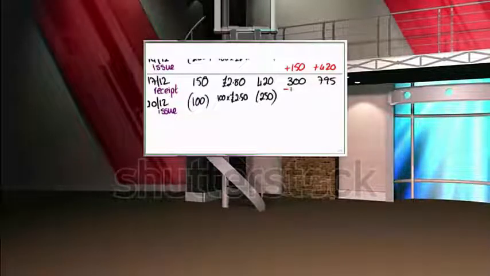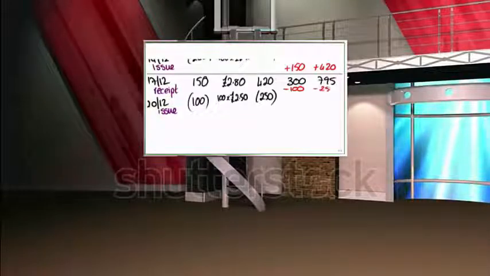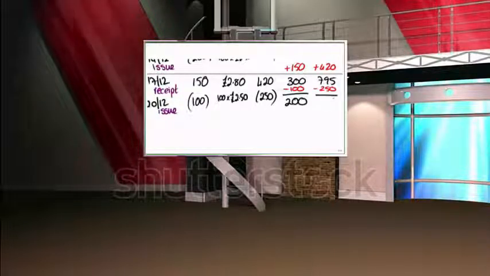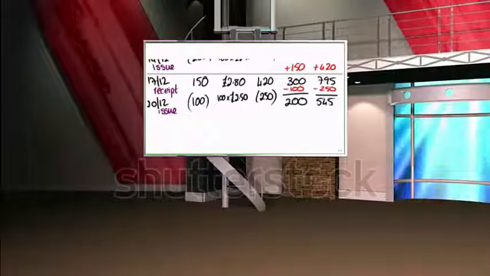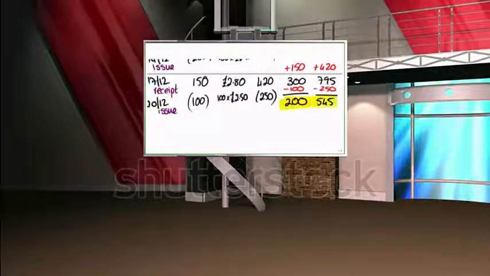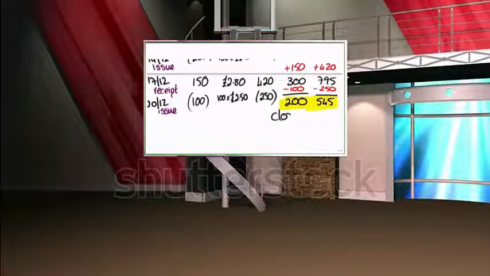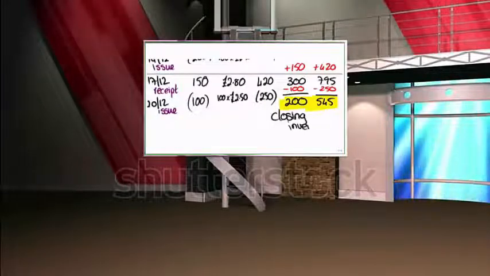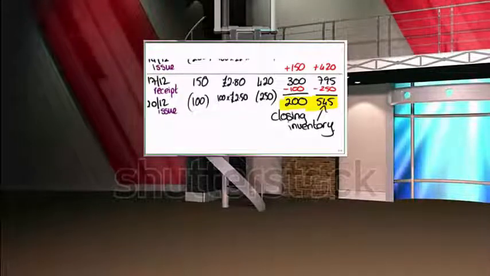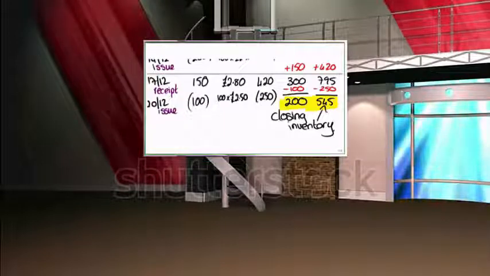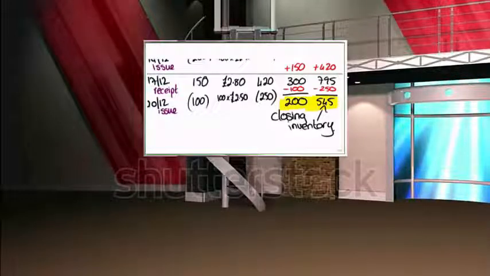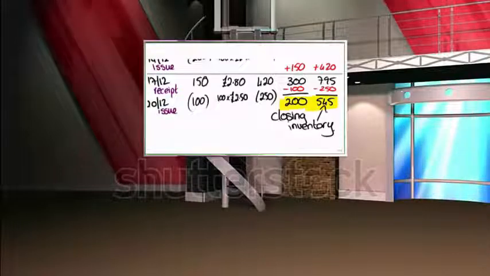So we're taking away 100 units, the total value of 250. So at the end of the month, we are left with 200 units with a value of 545. Please note that the units we have left are our closing inventory. And the value of our closing inventory using the FIFO method will be £545.